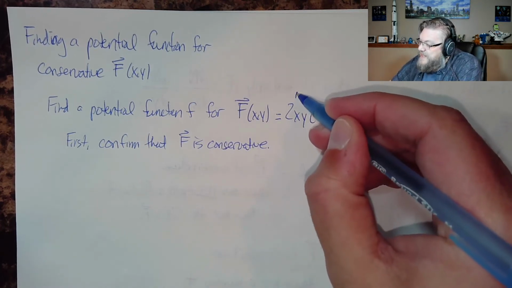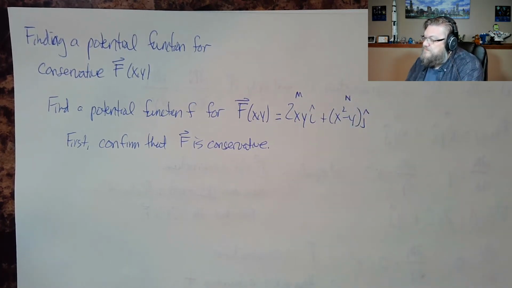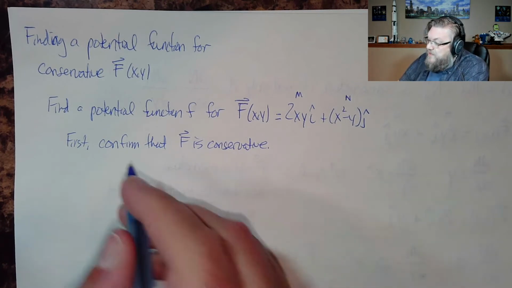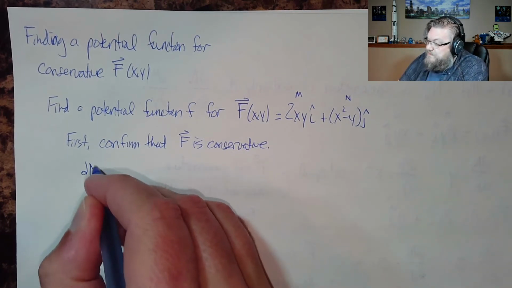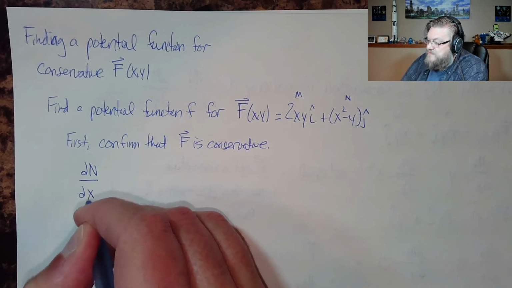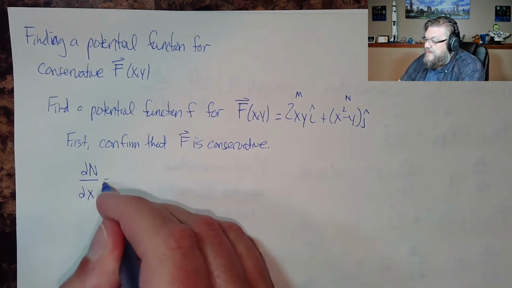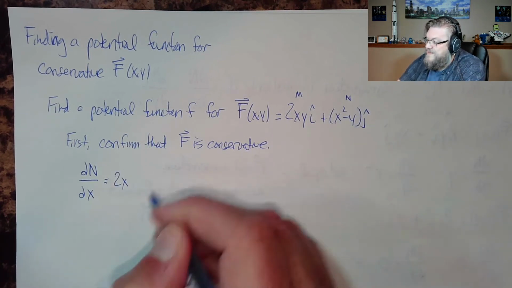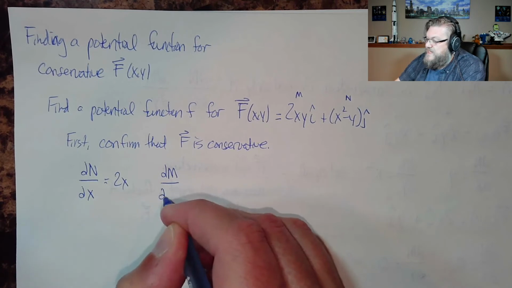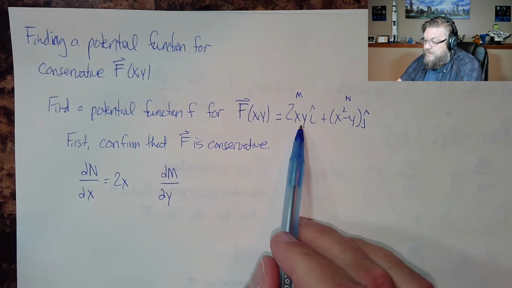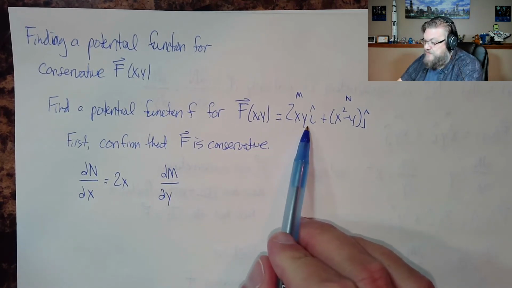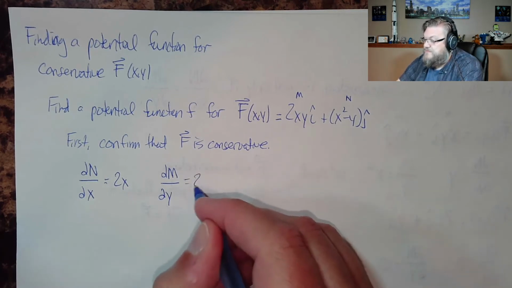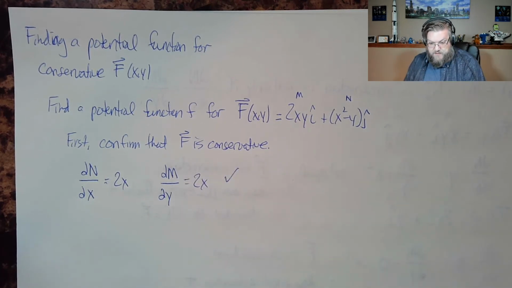So again, think of this as m, think of this as n, okay? And now I'm going to say what's the partial of n with respect to x. So I'm looking here and taking the derivative of this with respect to x, which is 2x. Then I'm taking the partial of m with respect to y. So I'm looking here, taking the derivative with respect to y. That's going to also be 2x. There we go. That's confirmed. Those are equal. Okay? Those are equal functions.